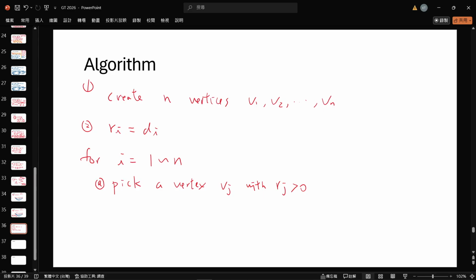And for this step, this vertex can be chosen arbitrarily, as long as the remaining degree is greater than 0. So I'll stress this by saying arbitrary. Or just pick any vertex Vj with Rj greater than 0.